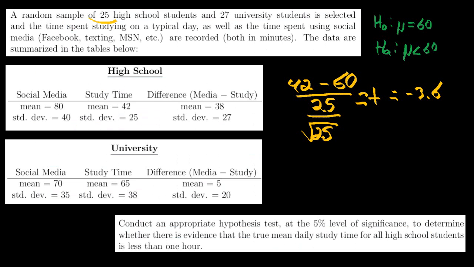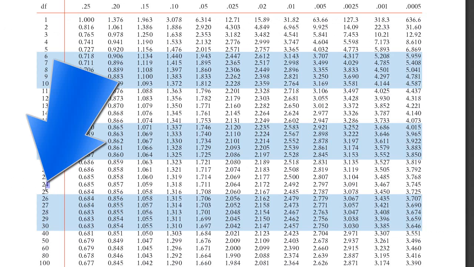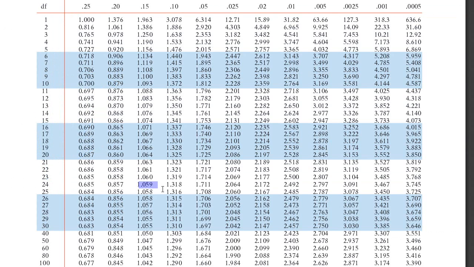Degrees of freedom is calculated by doing n minus 1. Sample size, subtract 1. We have a sample size of 25, subtract 1 gives you 24. Therefore, our degrees of freedom is 24. We go back to the table, look for the 24 on the left-hand column right here. Now, this is the only row we're going to be focusing on at this point, and we're going to be looking for the value positive 3.6.